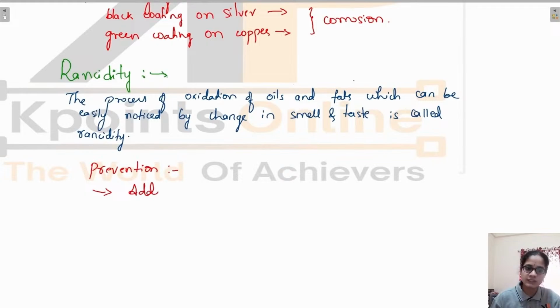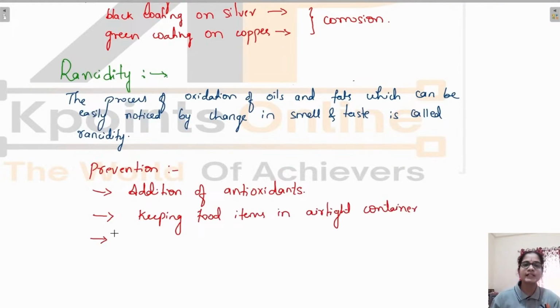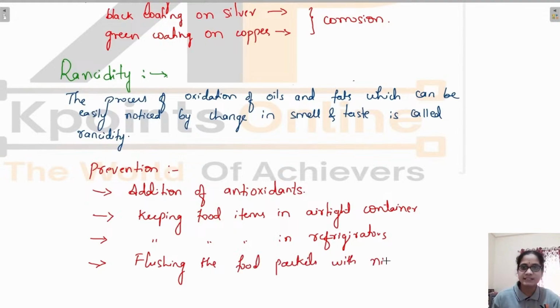Addition of antioxidants to the oils and fats, then keeping food items in airtight containers so that they will not be attacked by the external air, then keeping food items in refrigerators, and also flushing the food packets with nitrogen, as it is an antioxidant gas. Yes, this is how we can prevent rancidity.